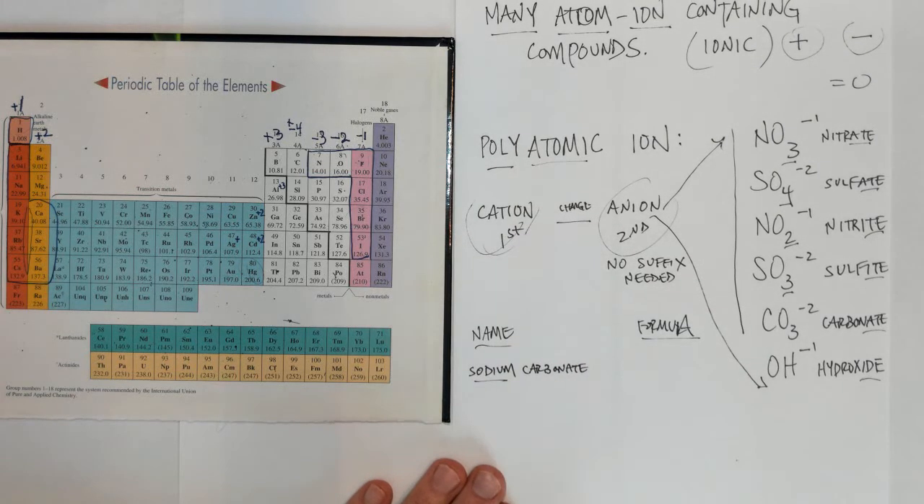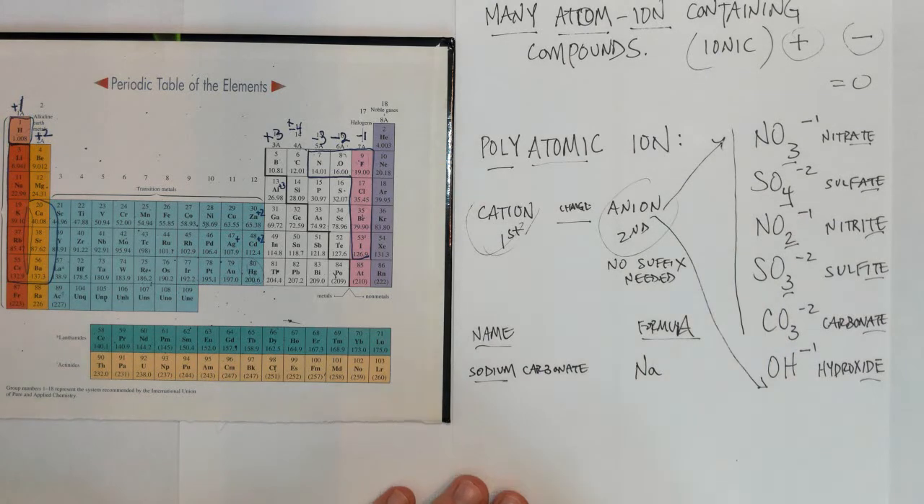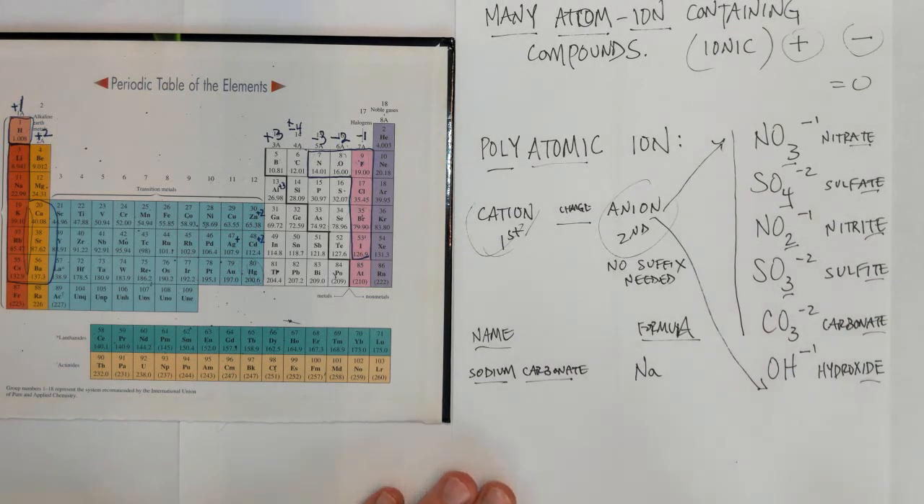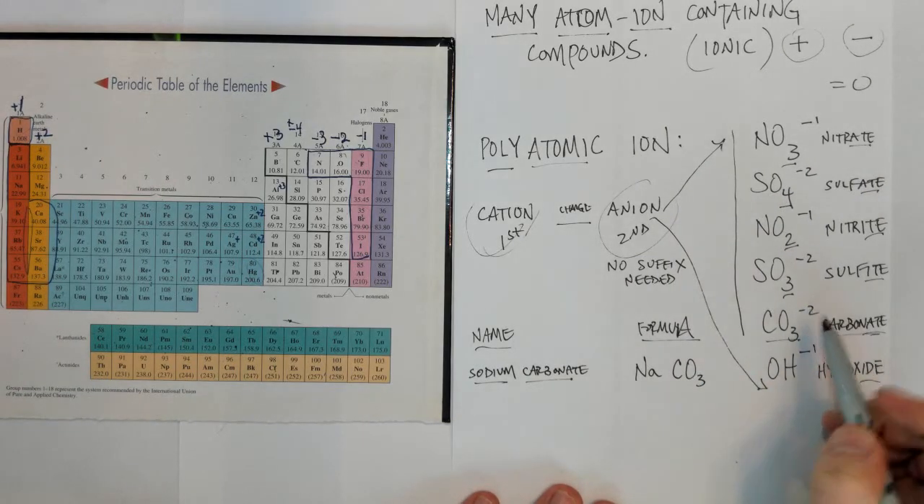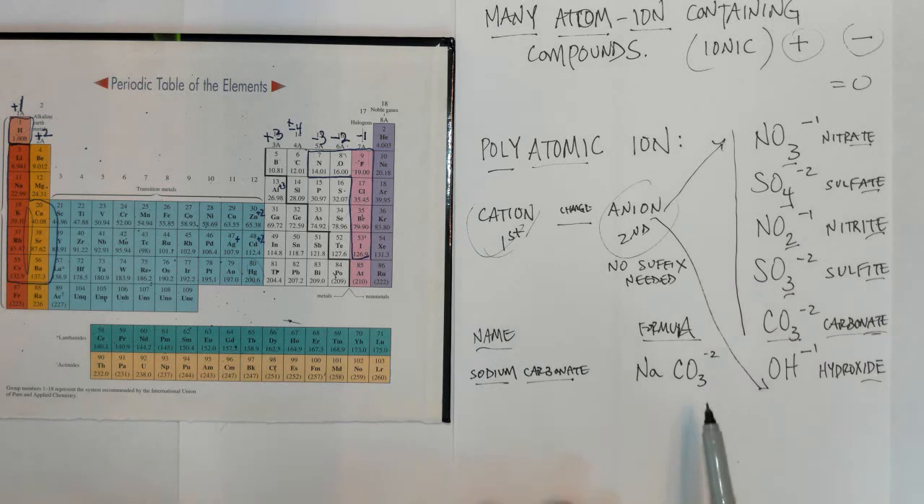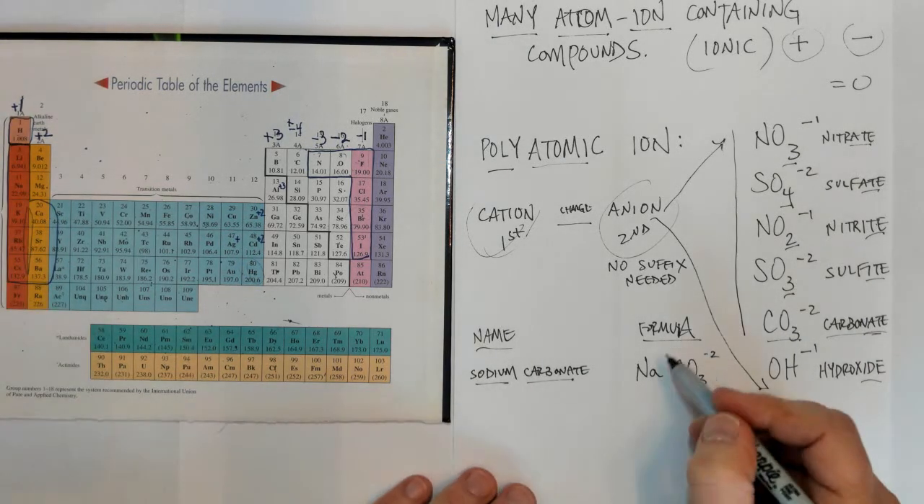So we find the element sodium on the periodic table, Na. And then we find carbonate on our list of polyatomic ions. And this one is CO3, and notice it has a -2 charge right here. Looking on the periodic table, sodium is in group 1 and would have a +1 charge.